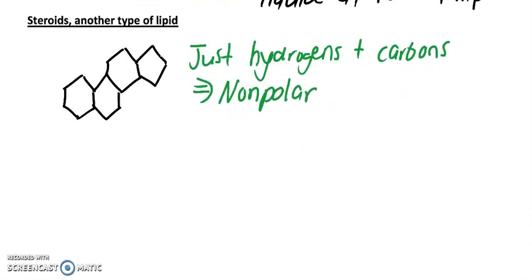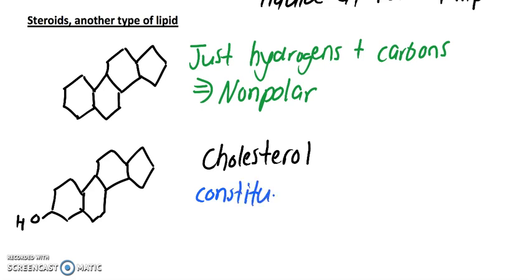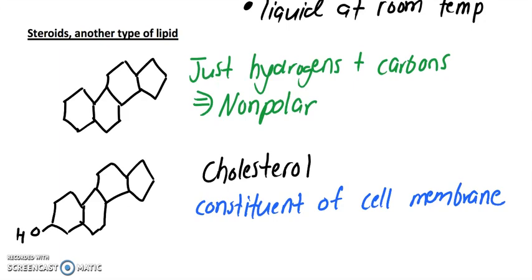If we were to add an OH group to this steroid, it turns it into another important molecule. So let me add that OH group. This turns it into something called cholesterol. And this is a main constituent of our cell membranes. Okay, so now I will see you in the next video.